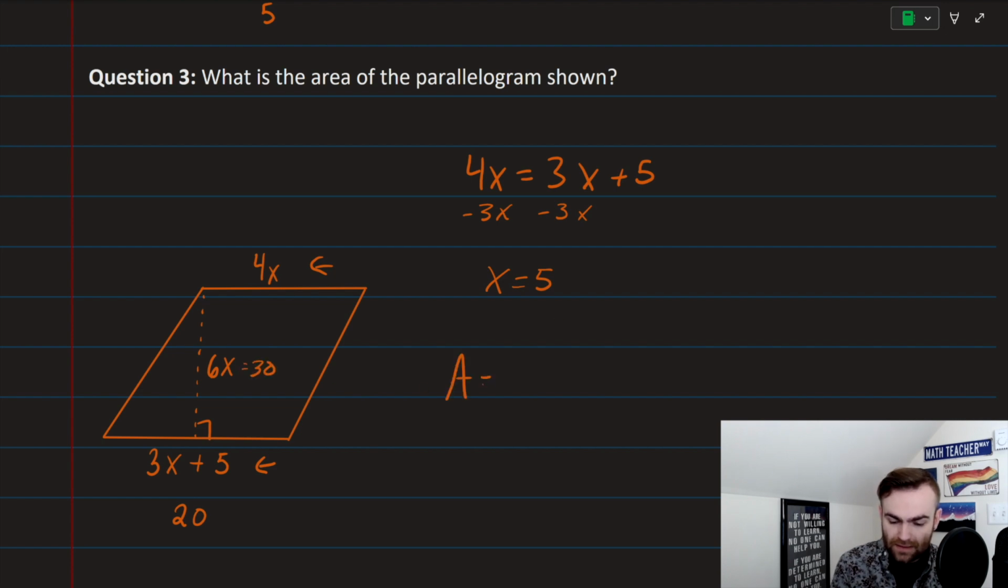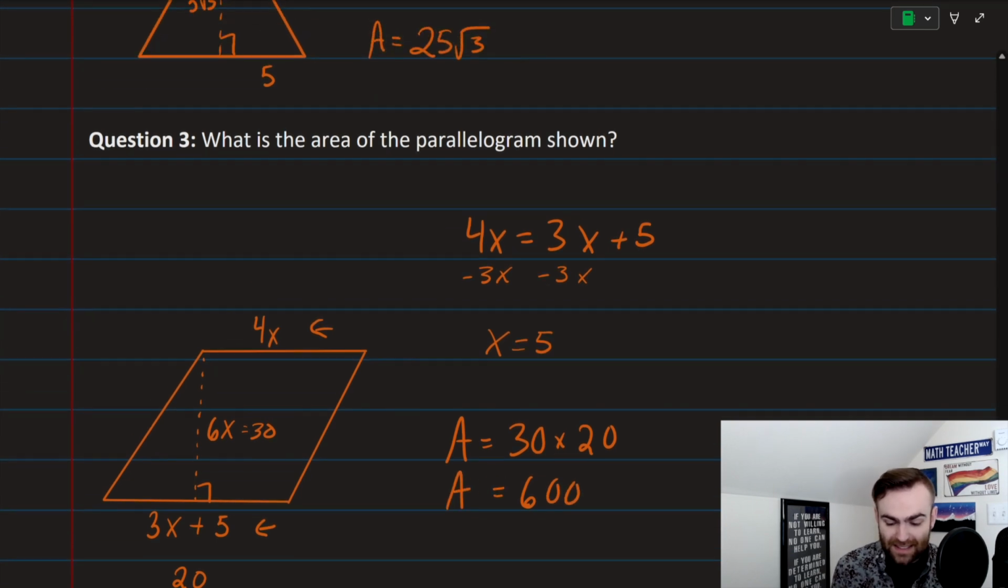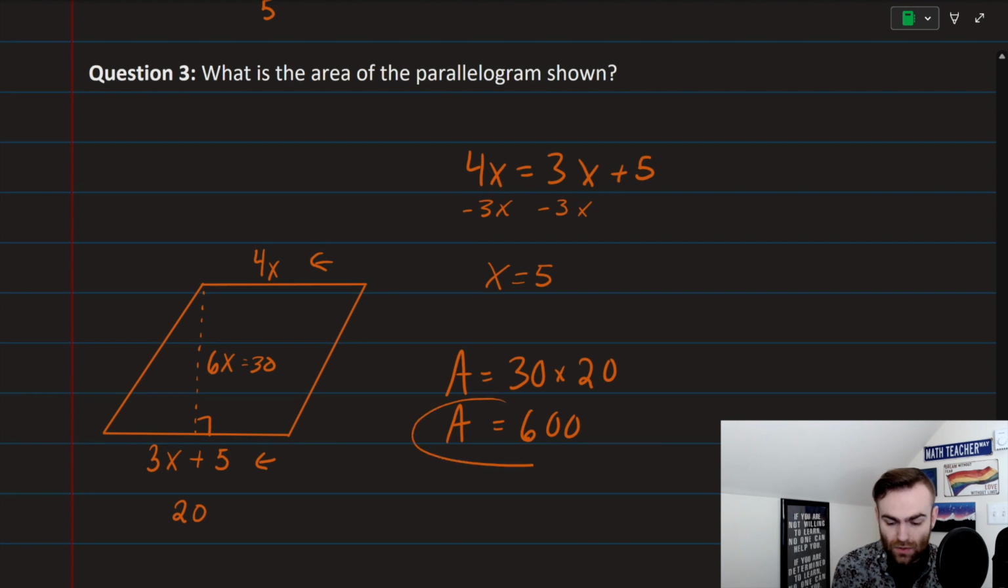So the area is going to be equal to 30 times 20. 3 times 2 is 6 with 2 zeros, and that would be our area. Our area is 600 units squared. We don't know what the units are, so you could put units squared if you want to, but I'm going to leave them off for right now.